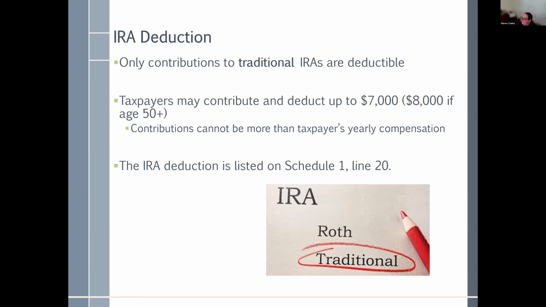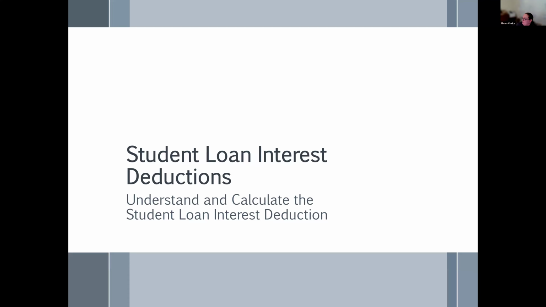You also cannot contribute more than your yearly compensation. So if you only receive $5,000 in wages, then the absolute maximum you can contribute would be $5,000. There's a deduction or a subtraction for this, once again, on Schedule 1. Not a very common thing that we would see, but that could happen, the IRA deduction.